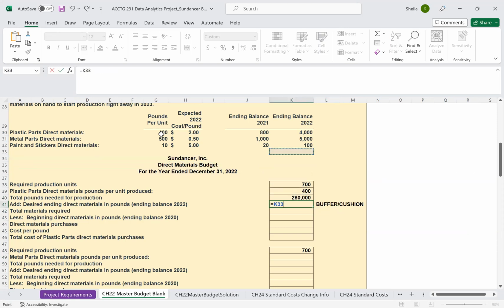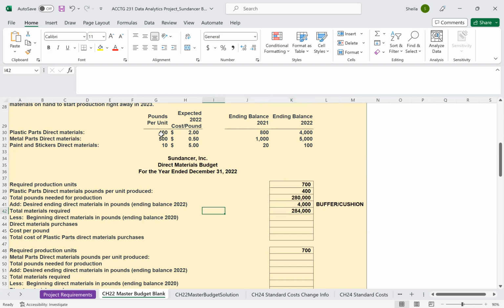And that up here is 4,000. That's what I want to end the year with. So I'm simply going to add these together, and my total required materials are 284.